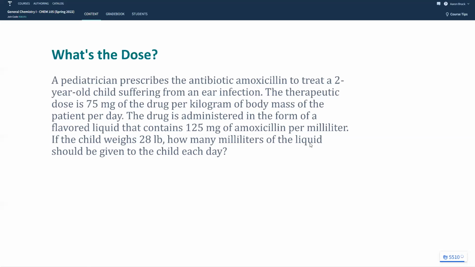What's the dose? We've got a pediatrician, and they prescribe the antibiotic amoxicillin to treat a 2-year-old child suffering from an ear infection. The therapeutic dose is 75 milligrams of drug per kilogram of body mass in the patient per day. The drug is administered in the form of a flavored liquid that contains 125 milligrams per milliliter. If the child weighs 28 pounds, how many milliliters of the liquid should we give each day? Well, there's a whole lot of information in this. What we need to do is break it down into the pieces of information that are useful.